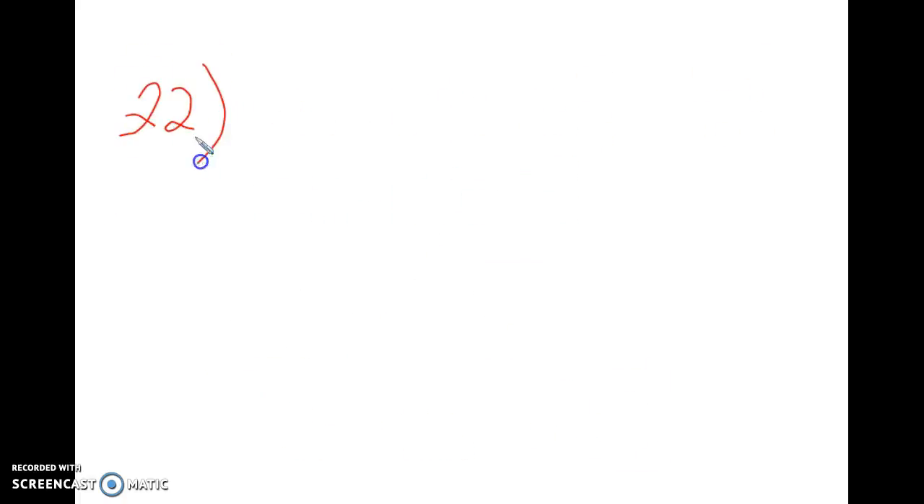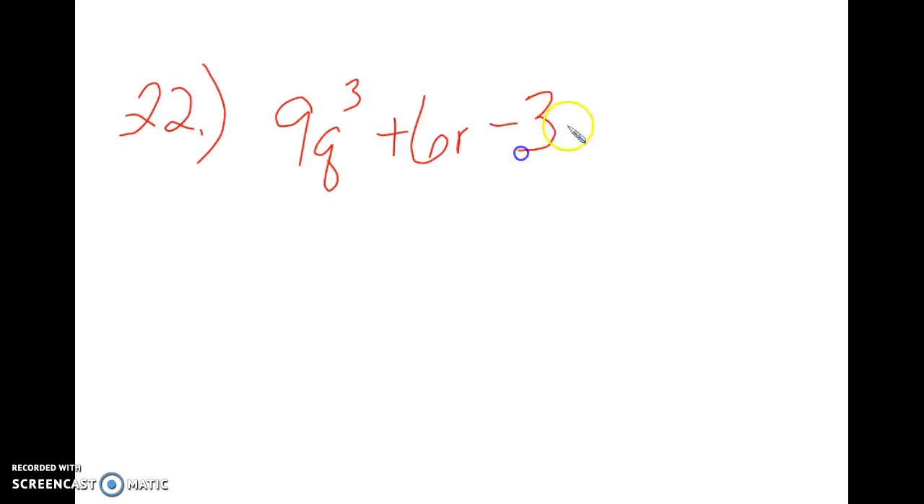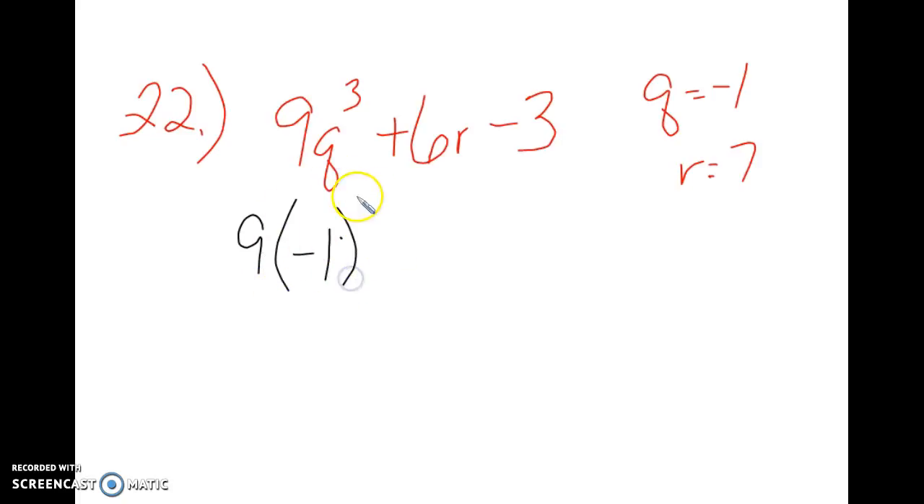22. 9q cubed plus 6r minus 3. Q is equal to a negative 1, and r is equal to a 7. Okay. Substituting in, we have 9, negative 1 cubed plus 6, 7 minus 3. Realizing that multiplication is happening here and here, what do we do first?